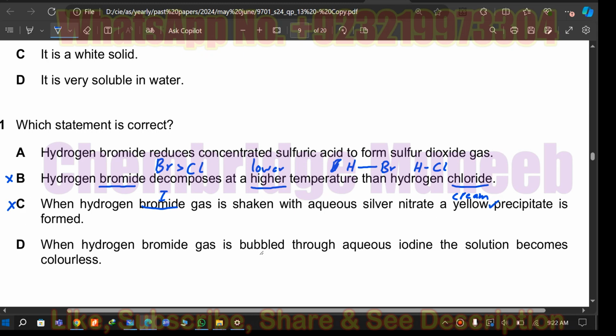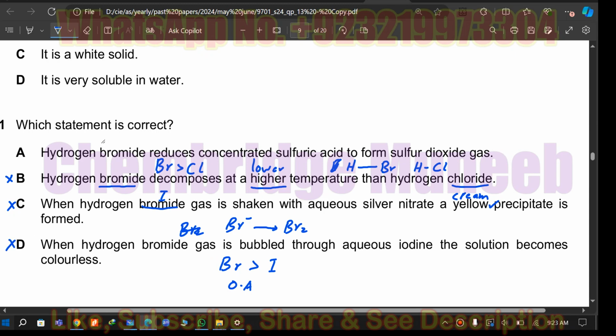Then D. When hydrogen bromide gas is bubbled through aqueous iodine, the solution becomes colorless. Now here it means that the bromide ion is becoming oxidized, into bromine gas, because of the iodine. However, it is incorrect, because bromine is a stronger oxidizing agent than iodine. In terms of oxidizing strength, bromine is stronger. So iodine cannot oxidize the bromide. That's why this option is incorrect.